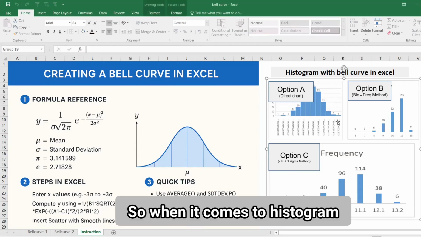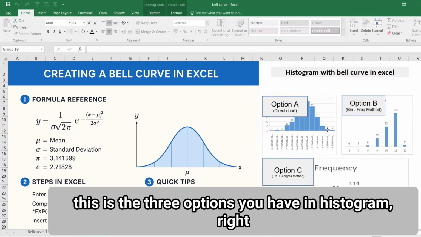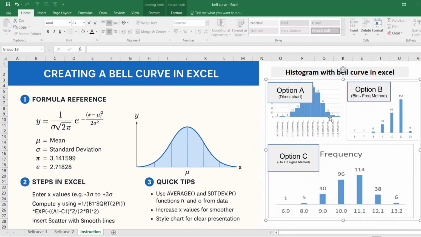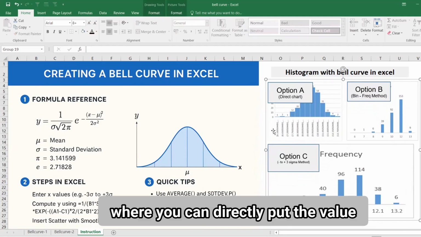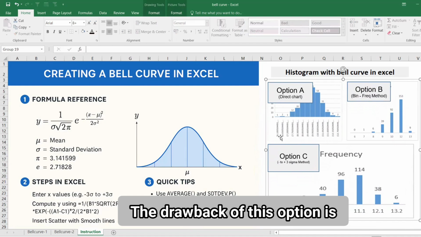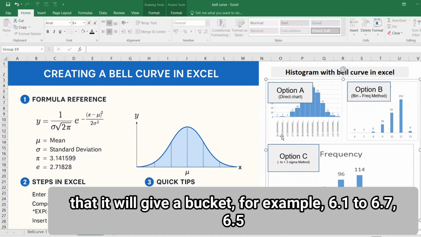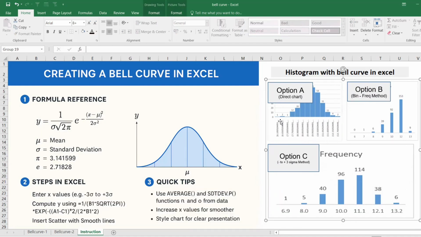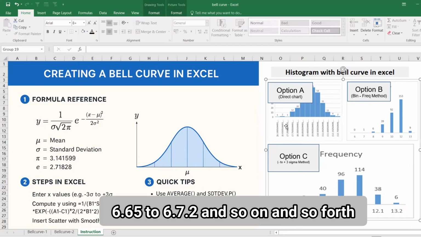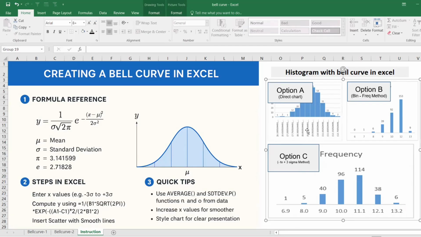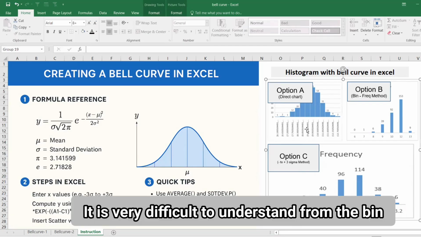So when it comes to histogram, these are the three options you have. One option is option A, where you can directly put the value. The drawback of this option is that it will give buckets, for example 6.1 to 6.65, 6.65 to 6.72, and so on and so forth, right? It is very difficult to understand from the bin.